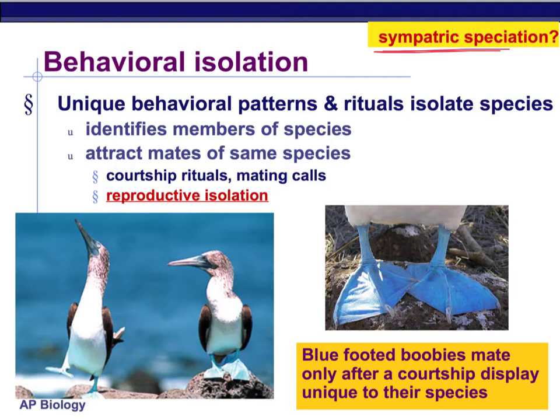Now, if I were a finch and this blue-footed booby started doing this dance in front of me, I'd probably think that he was having epilepsy. I wouldn't realize that he was trying to attract me as a mate. So because we are two different species, we kind of don't speak the same language. We can't communicate with each other, so therefore we can't mate with each other.